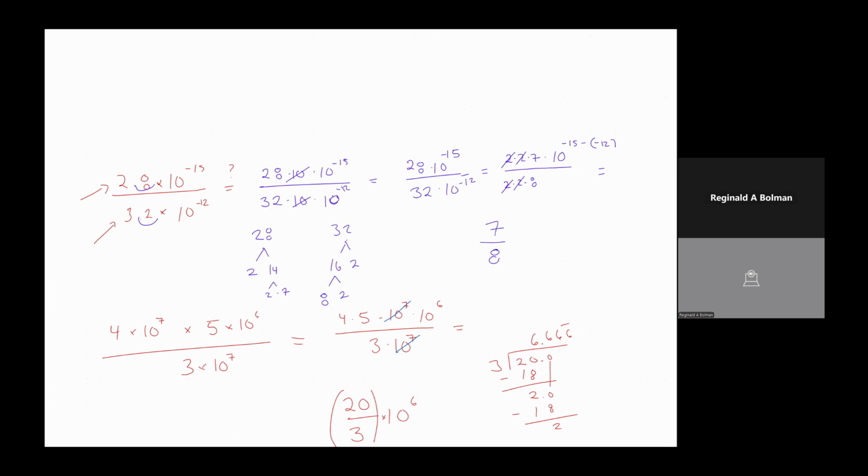Well, that's going to be 10 to the negative 15 plus 12, which of course, if I owe you $15, but I pay you back $12, that's going to give me $3 left over. So this is 7/8 times 10 to the negative 3.